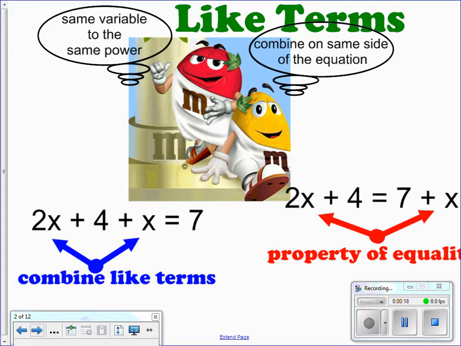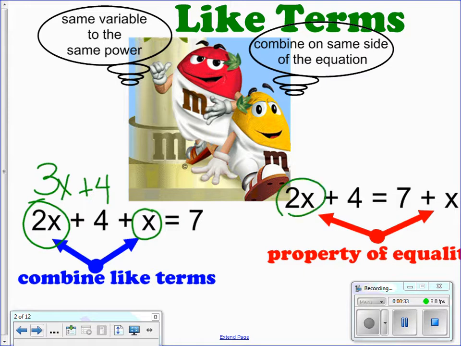We want to make the distinction between combining like terms and property of inequality. And that just means when we have like terms, they're on the same side of the equation. So before we do anything, we add these together and make it 3x plus 4. Where on this side, we don't add them because they're on different sides of the equation. What we would have to do is subtract x from both sides.